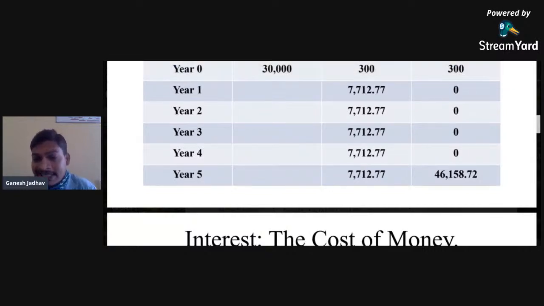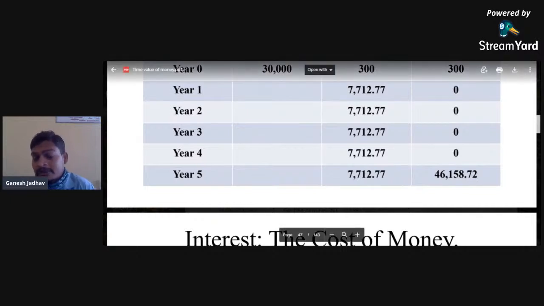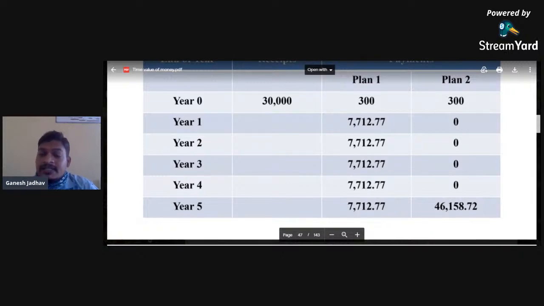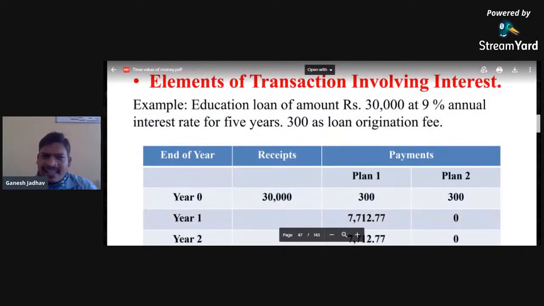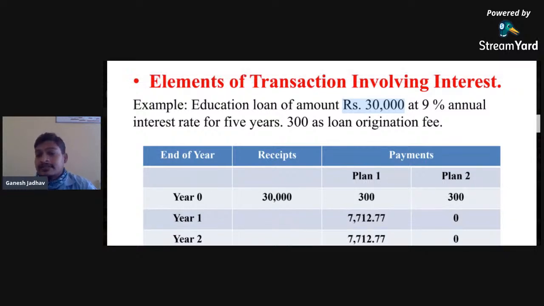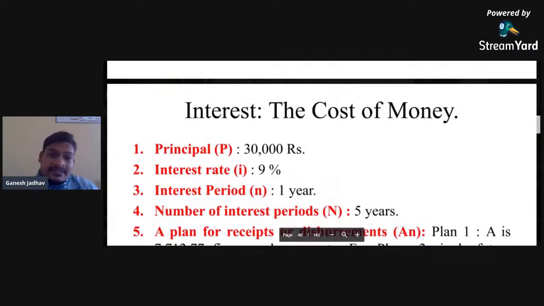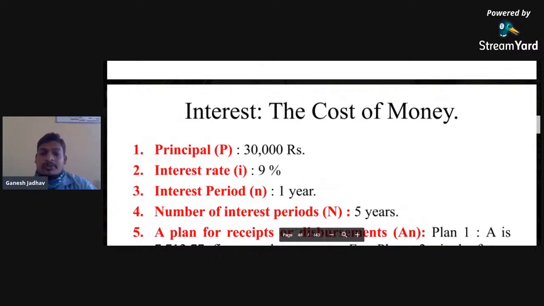46,155 rupees, 58 rupees point 72. So this is the amount you are required to pay on the loan amount of 30,000 rupees at the 9% per annum interest rate. Okay, so this is the example. So how do we calculate it?